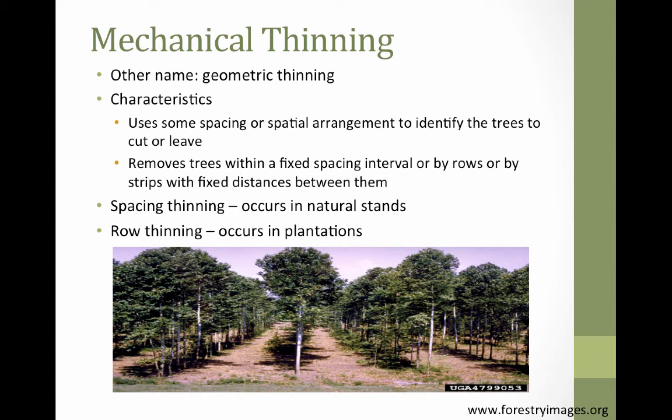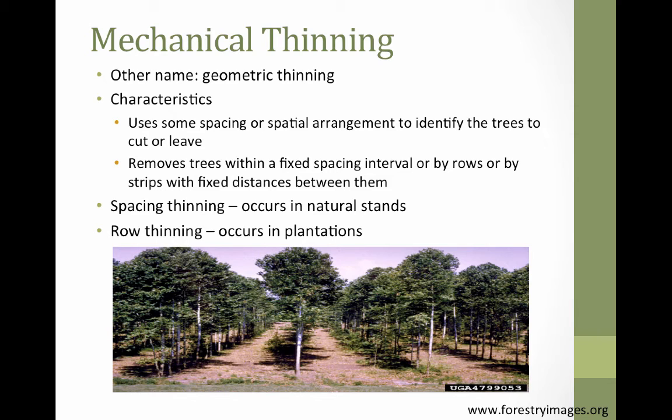Mechanical thinning. Other names include geometric thinning. And this is exactly what it sounds like. You're thinning in some kind of spacing or spatial arrangement. So you're using some kind of spacing or spatial arrangement to identify the trees to cut or leave. Remove trees within a fixed spacing interval or by rows or by strips with fixed distances between them.